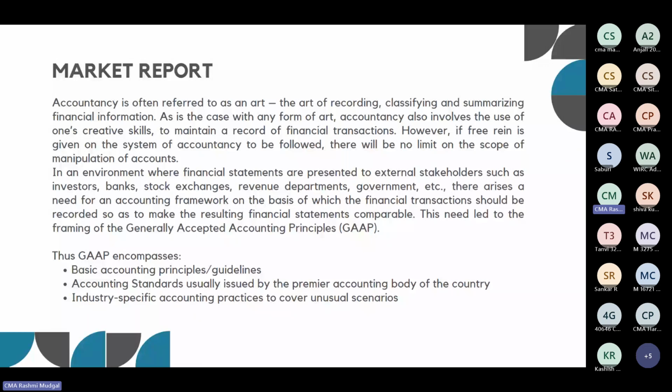So in the market, what used to happen, because it was an art, is that people used to manipulate the accounts as per their own requirement and justify it with the art form, and used to give excuses that we believed this, we thought this. And this was not the right thing for all the stakeholders.